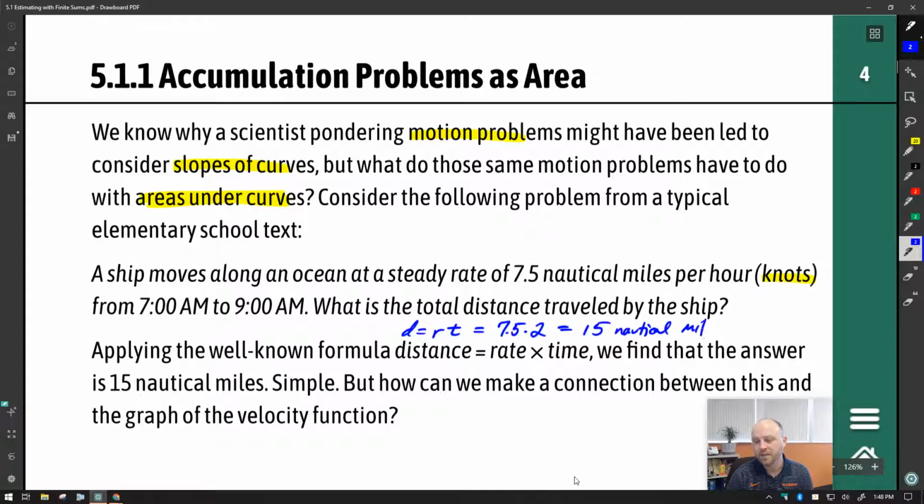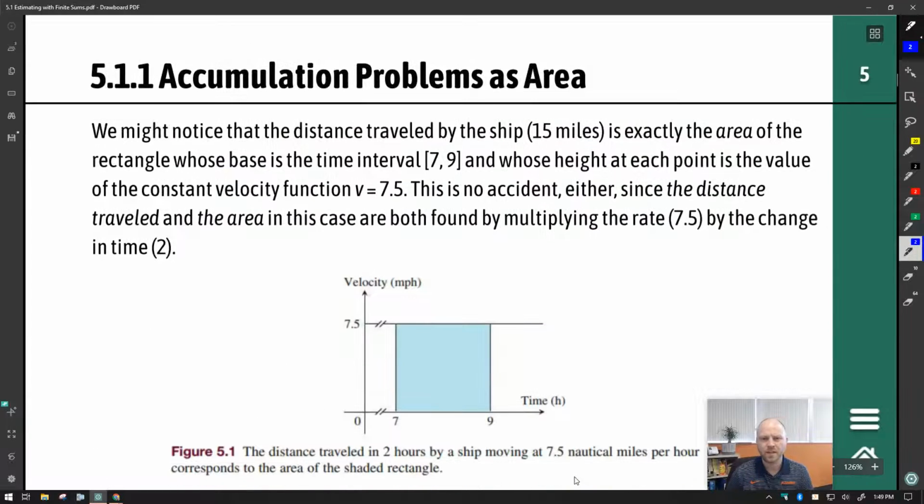So that's simple, but how is this connected to the graph of a velocity function? How is this calculus? Well, let's find out. You might notice that the distance traveled by the ship, 15 miles, is exactly the area of the rectangle whose base is the time interval 7 to 9. Remember, we started at 7 a.m. and went to 9 a.m., the ship traveling, and whose height at each point is the value of the constant velocity function 7.5. Take a look at the graph below. On the x-axis, or in this case, the h-axis, we have time equals 7 a.m. and time equals 9 a.m. So the base of this rectangle is 2.